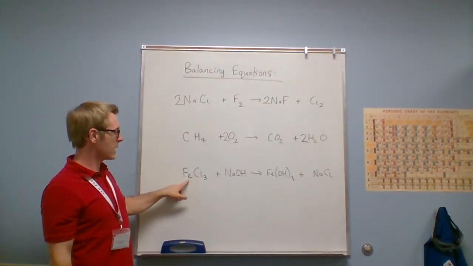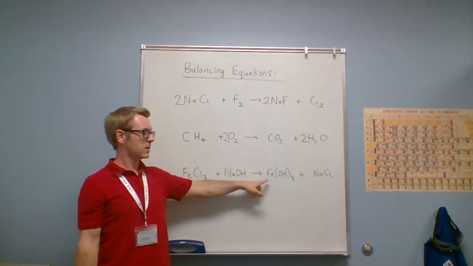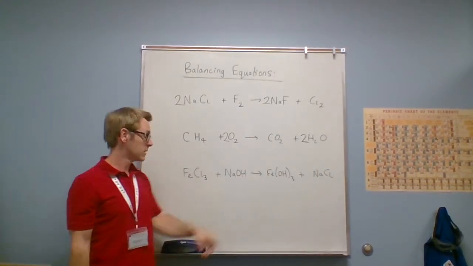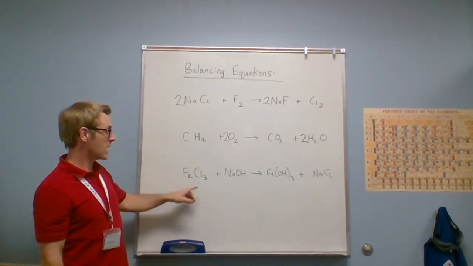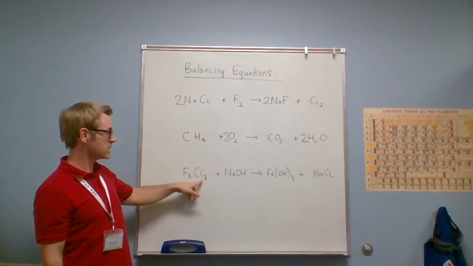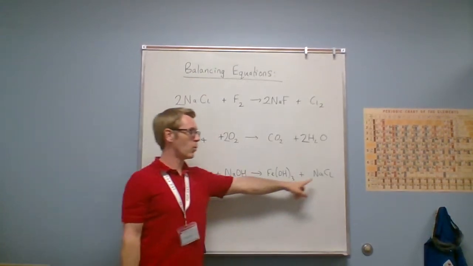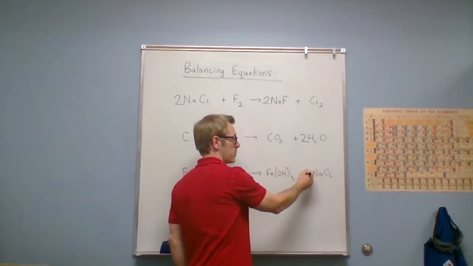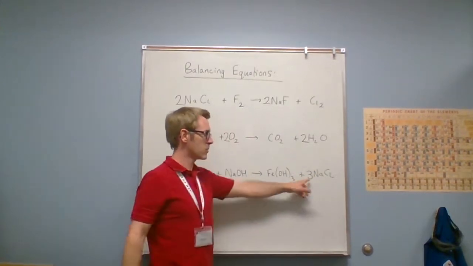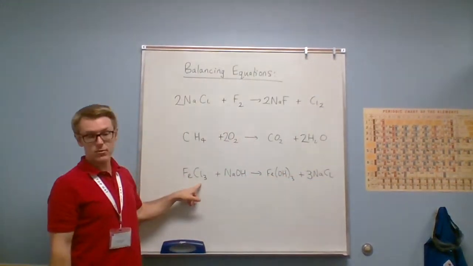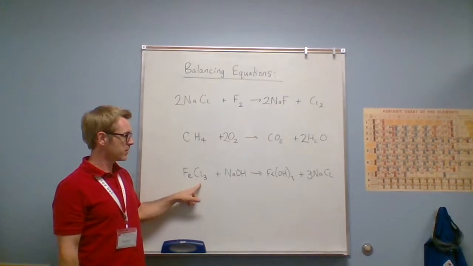Here I have an iron atom as a reactant, an iron atom as a product. I notice I have 3 Cl's on the left. I only have 1 on the right. So I could put a coefficient 3 here. So 3 Cl's as reactants and products, that balances.